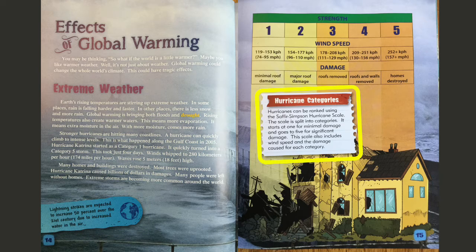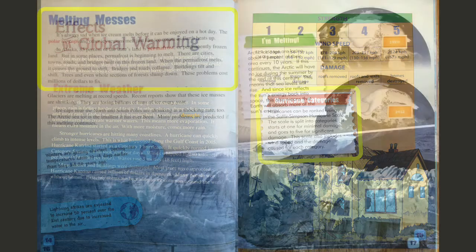Hurricane categories. Hurricanes can be ranked using the Saffir-Simpson hurricane scale. The scale is split into categories. It starts at 1 for minimal damage and goes to 5 for significant damage. This scale also includes wind speed and the damage caused for each category. Check out the chart on page 15.